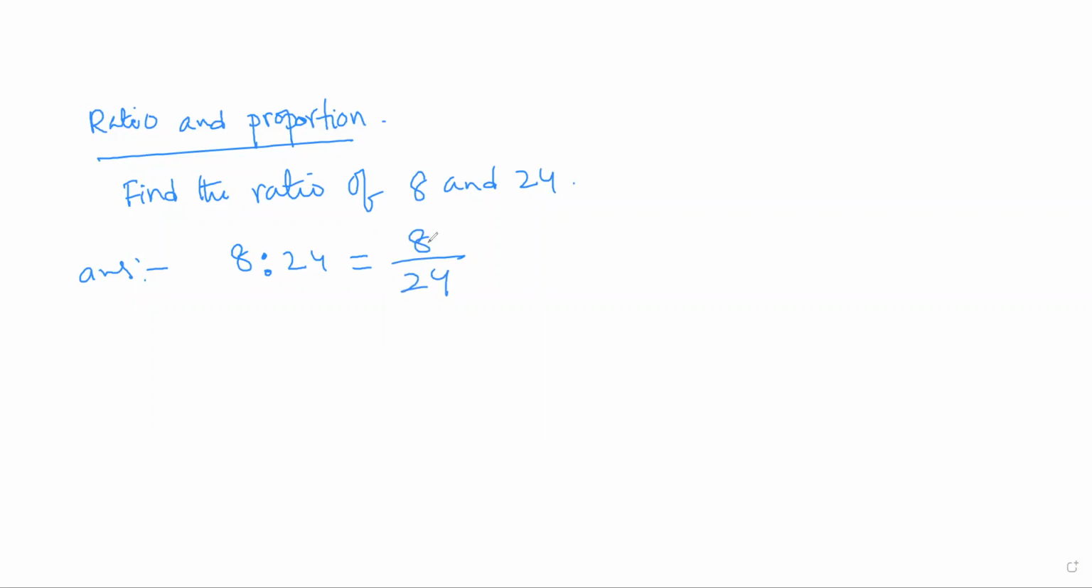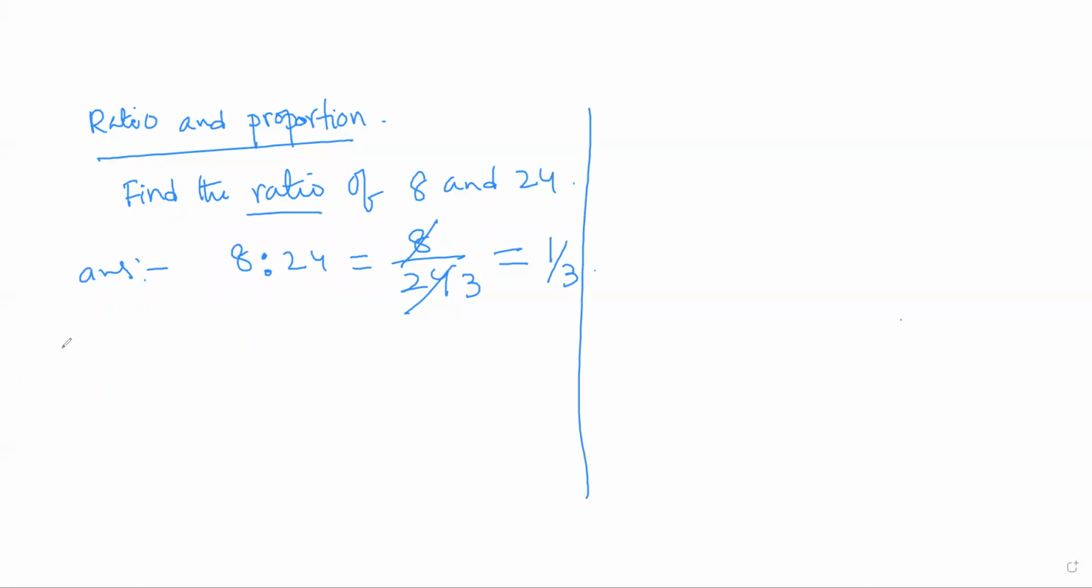Then cancel the 8, and the ratio is 1 by 3. Is that okay? In the exam they are not going to ask what is the ratio of this and that. So let me write down one question, and then I'm going to explain the logical application part. That is more important.